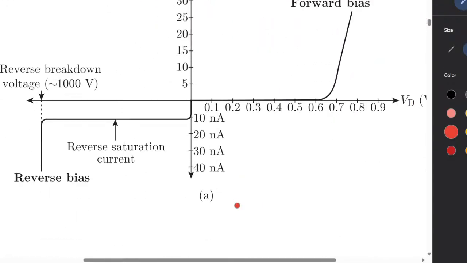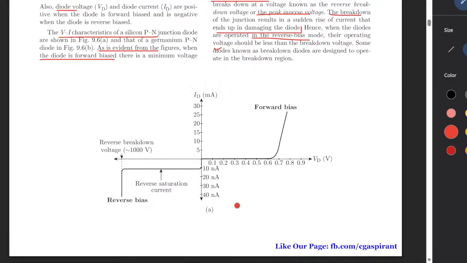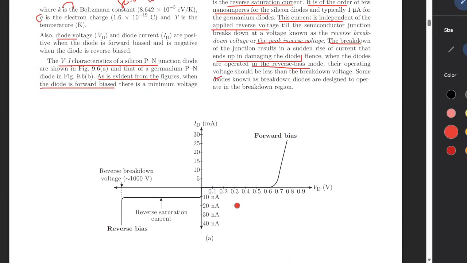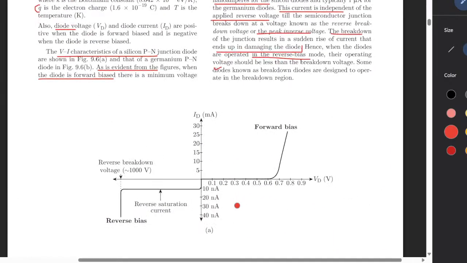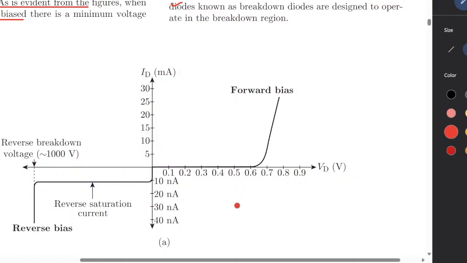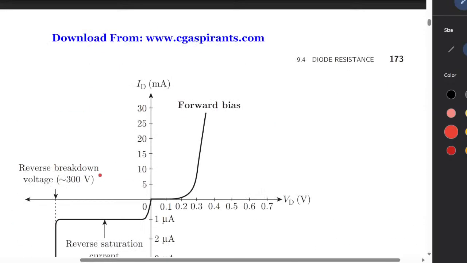Right. So what is the VI diagram? The VI diagram is this one. After a certain cutoff, the current rises, and after the breakdown effect inside the diode, the reverse saturation current and the reverse breakdown voltage are as shown here. Okay.